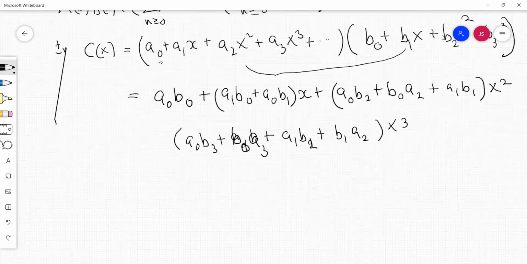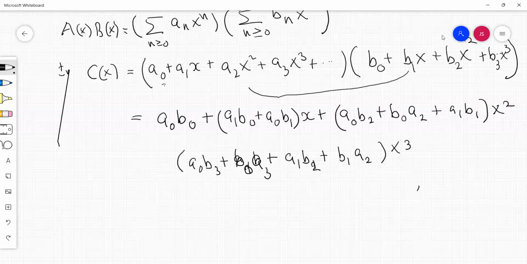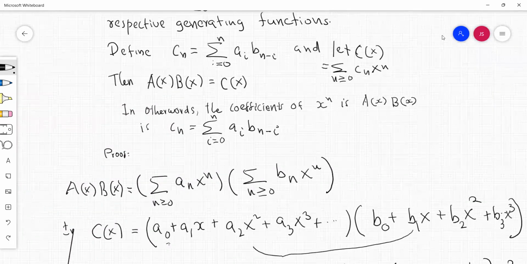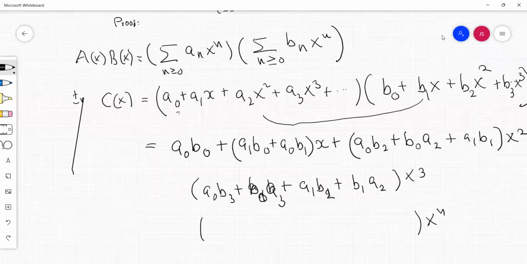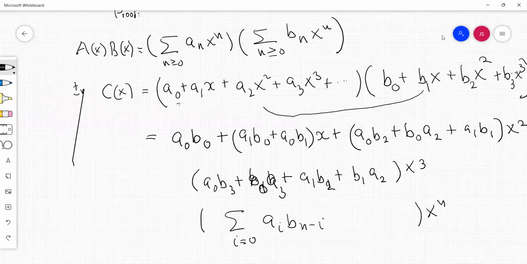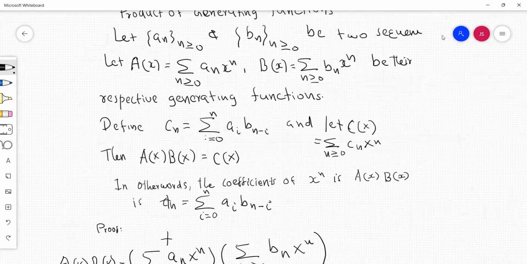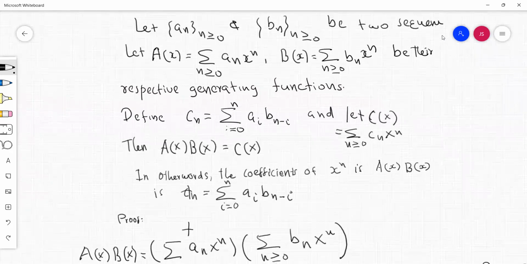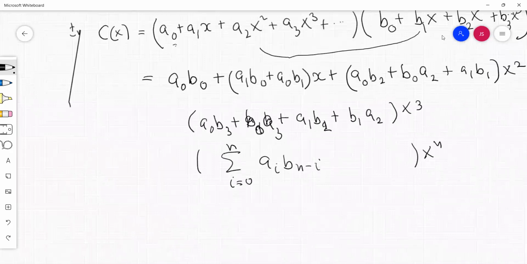Right. So now you can see that you can get the x^n term by the sum of a_i b_(n-i), i equals 0 to n. So that is the proof of that one, right?